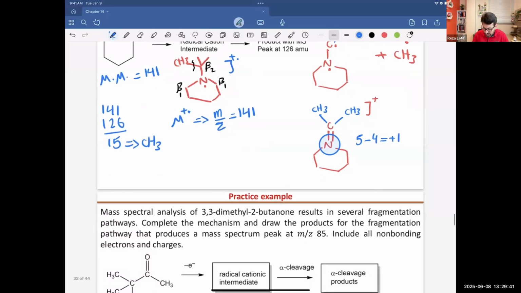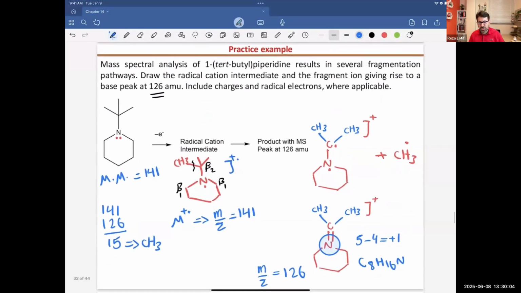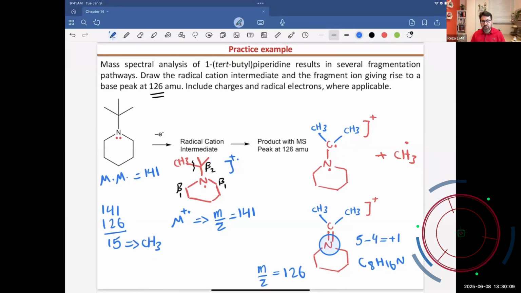Now let's write the M over Z for it. The M over Z for this species is 126. And what's the formula for it? The formula is going to be C8H16 and 1 nitrogen. And so the final product will be this species. Technically, it is the nitrogen that forms a double bond with carbon.